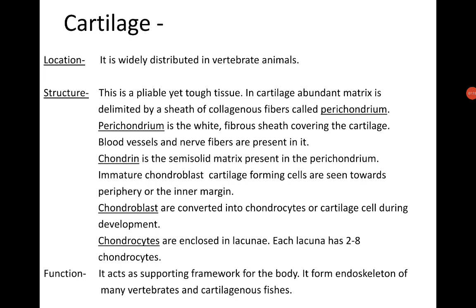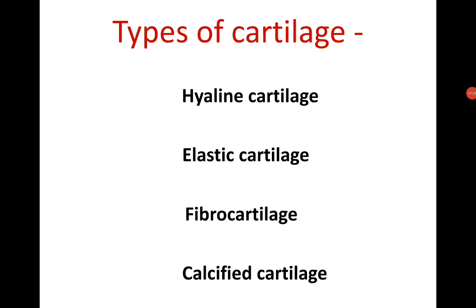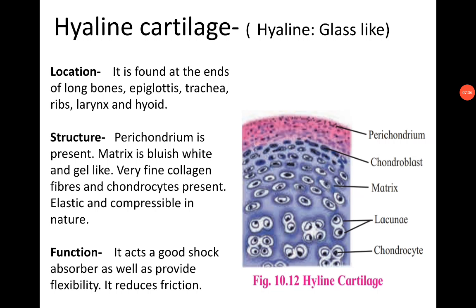With the completion of the introduction of cartilage, its location, structure and function, cartilage is divided into 4 major types: hyaline cartilage, elastic cartilage, fibrocartilage, and calcified cartilage. Hyaline cartilage. Hyaline cartilage is also called glossy cartilage. The structure is seen like glass, hence it is called hyaline cartilage.